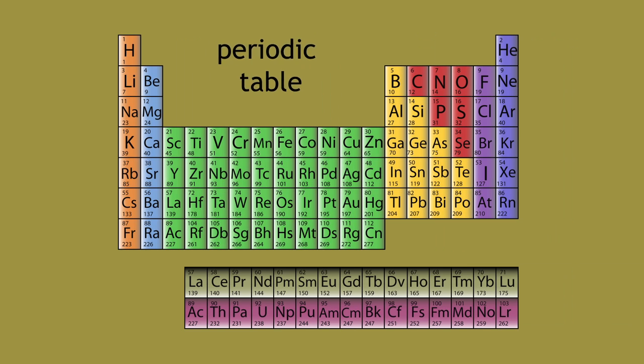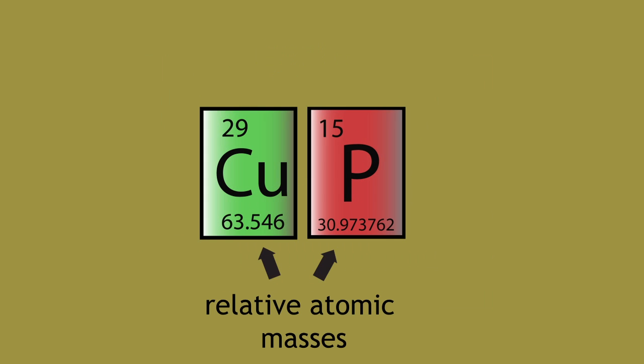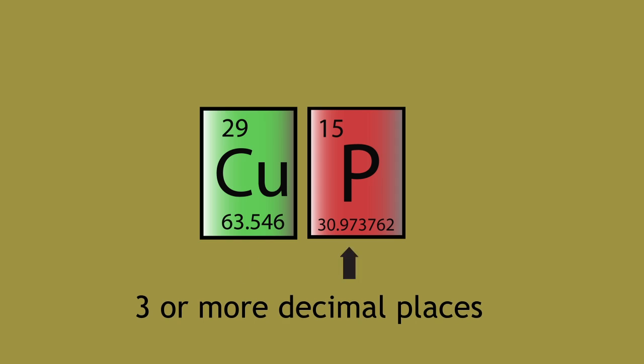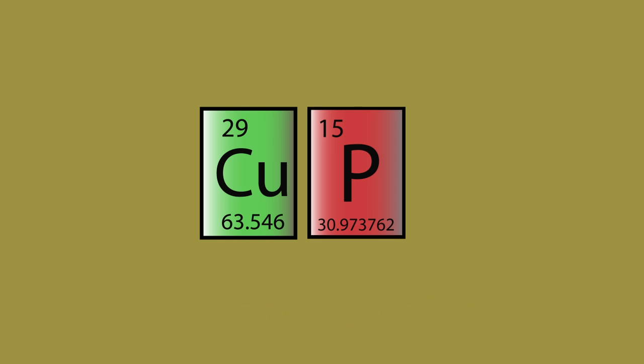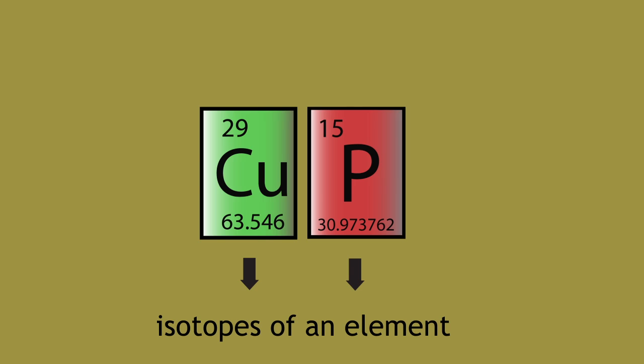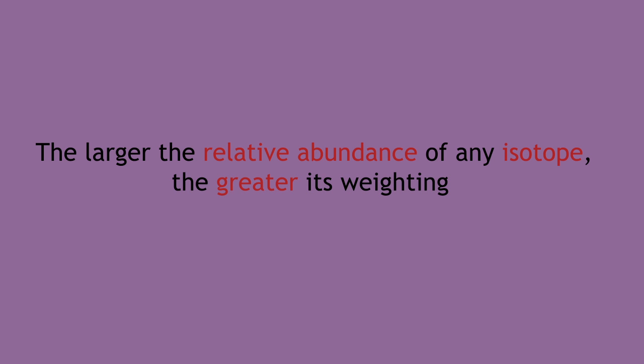When you look at the periodic table, the relative atomic masses, or weighted mean masses, can be quoted up to 3 or more decimal places. These masses represent the average mass for the isotopes of an element. The larger the relative abundance of any isotope, the greater its weighting.